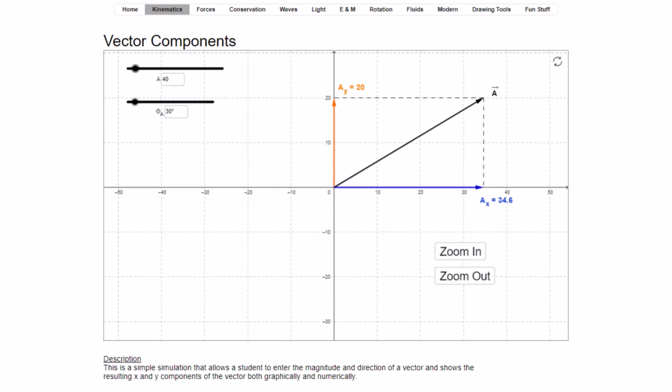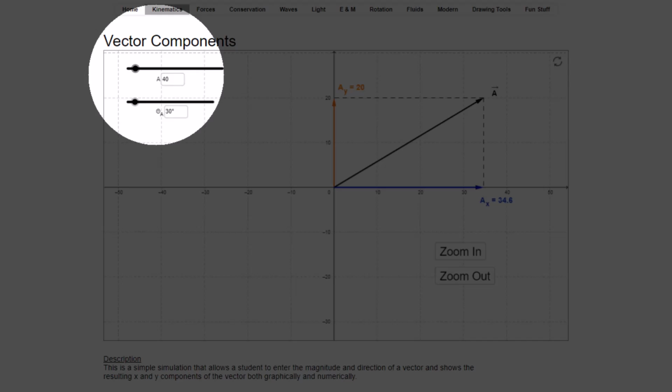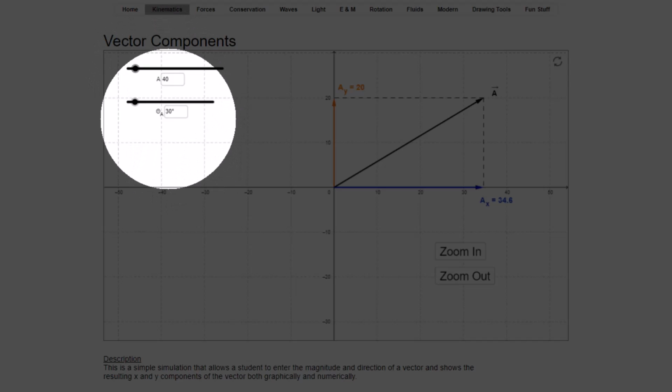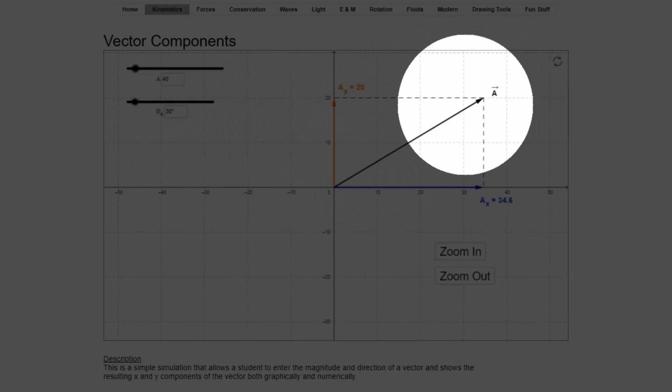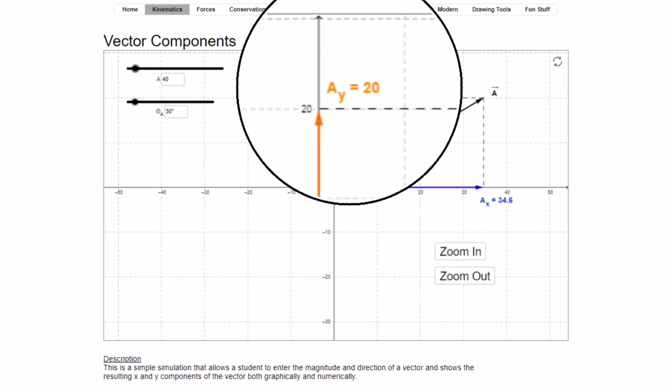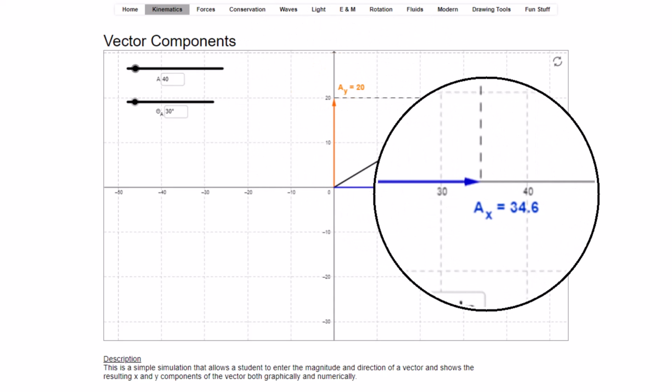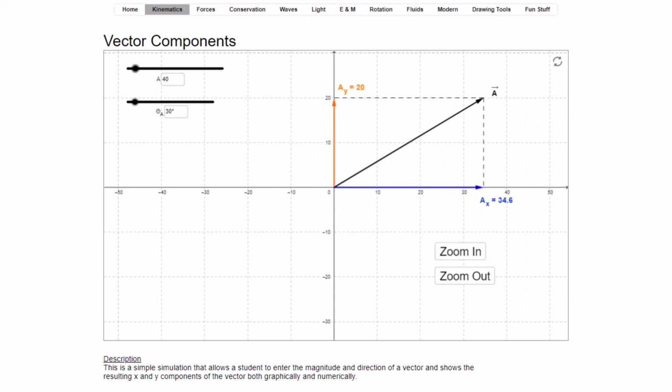We can check our results using the Physics simulator. First of all, I have set the vector magnitude as 40 and I've set the angle of inclination as 30 degrees. So here's vector B with a magnitude of 40 at an angle of 30. We see there's a y component of 20 and an x component of 34.6 as we calculated earlier.